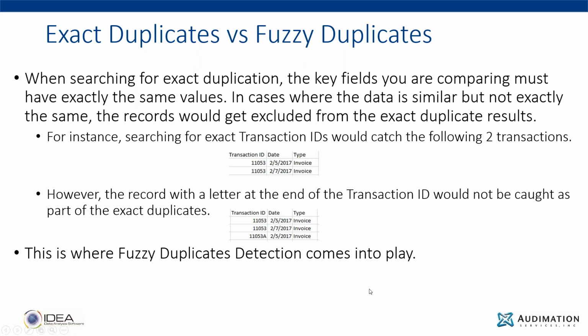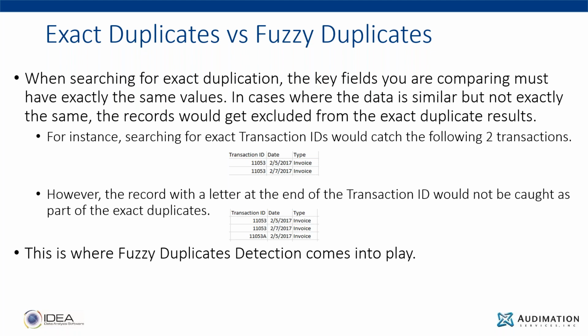For instance, if we're searching for exact duplicate transaction IDs, in the following example, those two records would be found because they're exact duplicates and there's nothing different about them. However, if in your result set you have an extra transaction that has an A tagged at the end of the field itself, when you do the exact duplicates, only the first two would get caught. That last one would be excluded from your result sets.